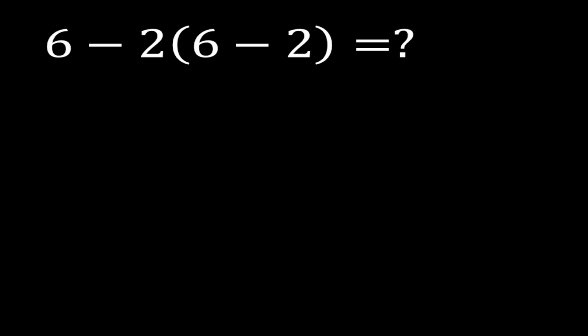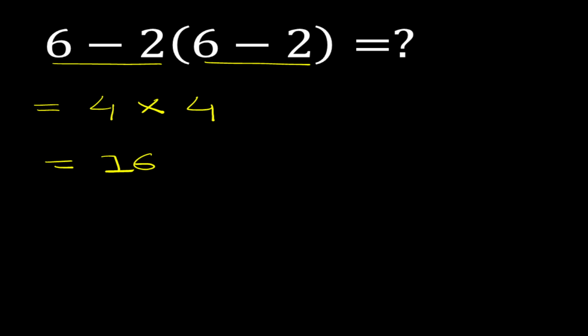So most people solve this question like 6 minus 2 is equal to 4, right? And again 6 minus 2 is equal to also 4. Now 4 times 4 is equal to 16, right? But this answer is not correct. This answer is completely wrong.